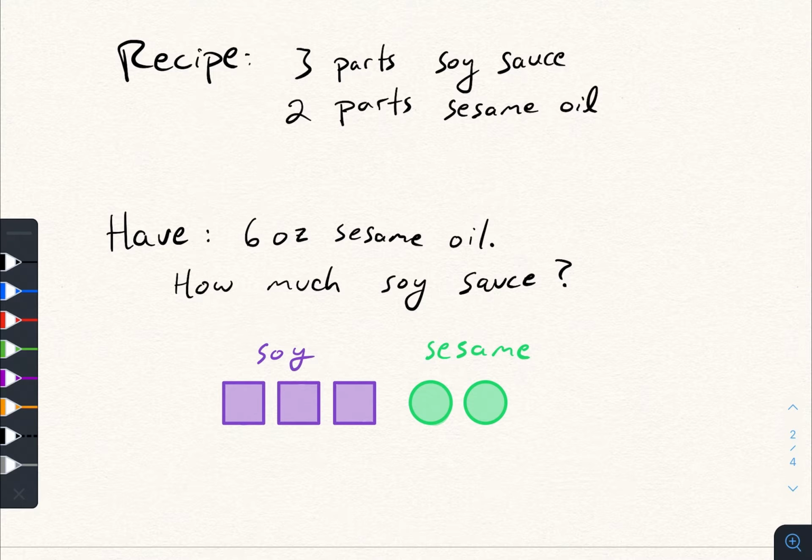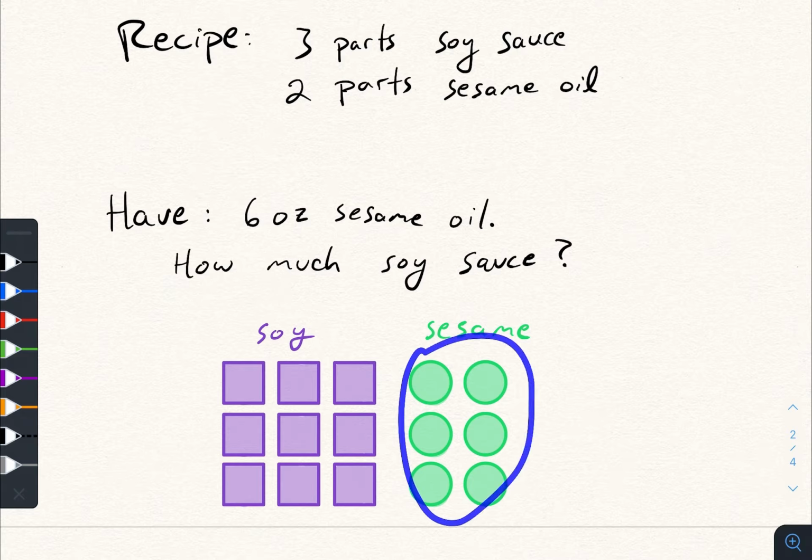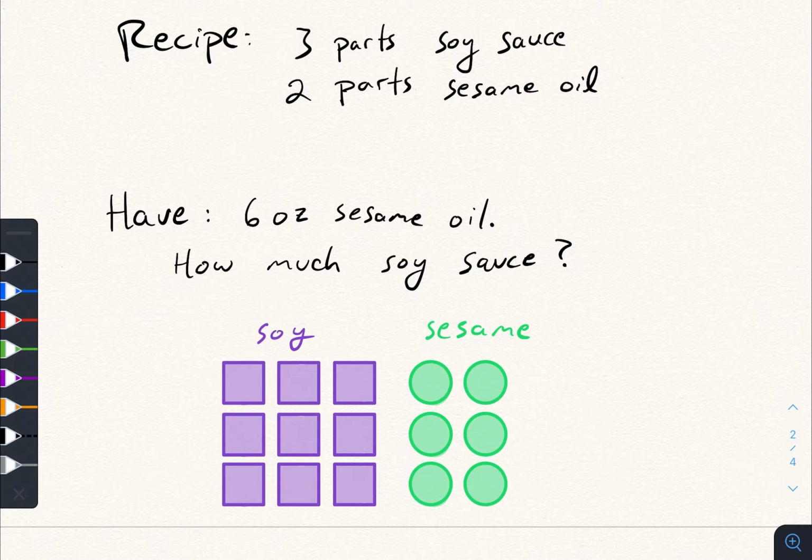So there's a couple ways that we could visualize solutions here. If we have 6 ounces of sesame oil, we know that 2 parts make up the recipe. So how many times does 2 go into 6? Goes in there 3 times. So one way of visualizing this is, you could just say that every single part here is going to represent 1 ounce. So if each of these shapes represents 1 ounce, I have 6 ounces over here, and I have 9 ounces of soy sauce over here.